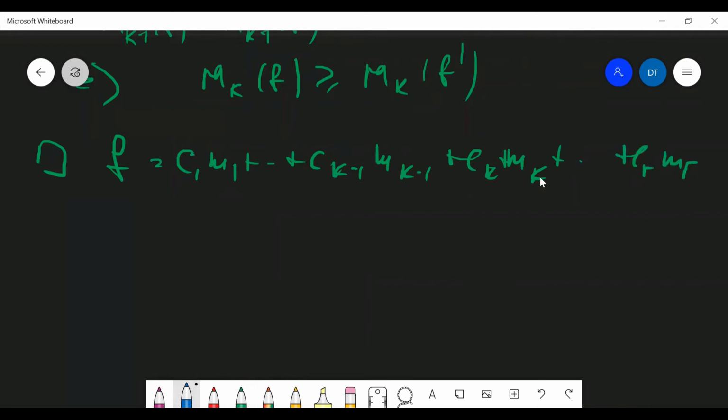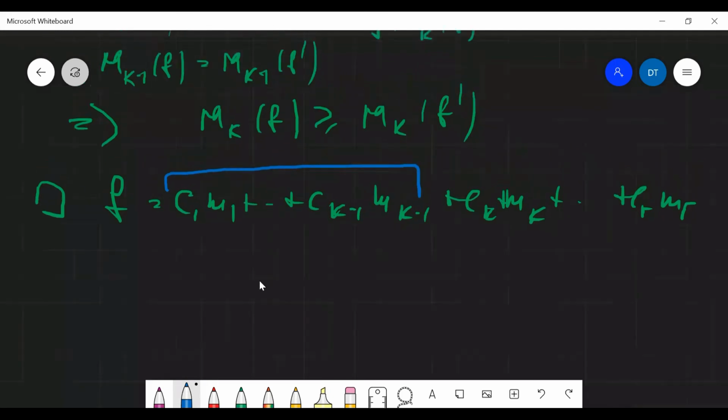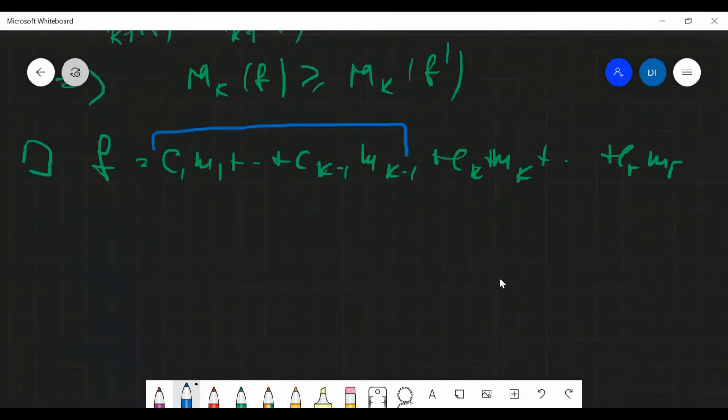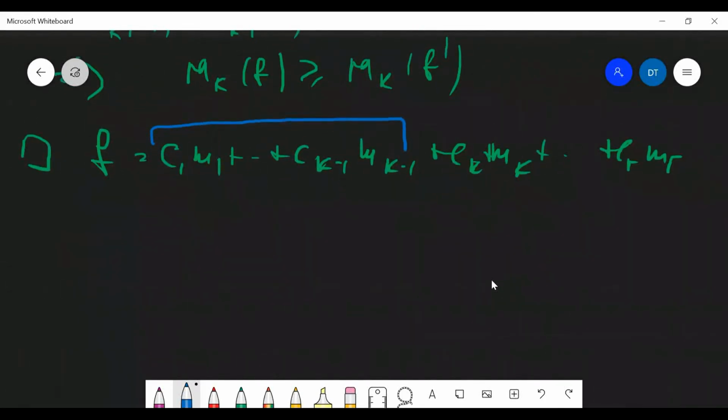So these are the first k minus 1 terms. So this is m1 of f through mk minus 1 of f, and this is mk. Now we know that f prime is an elementary reduction of f. So we know that when we reduce f with respect to g, we will get f prime.